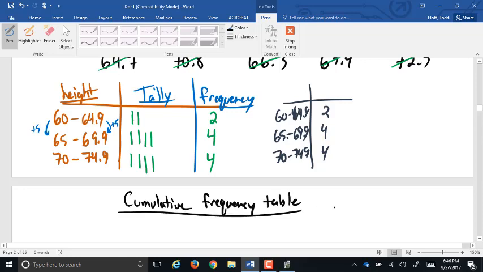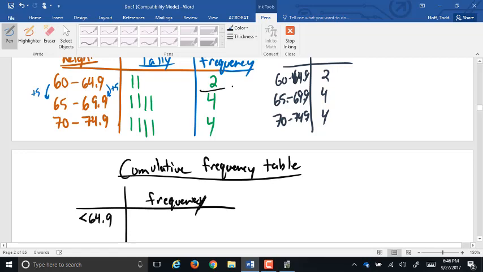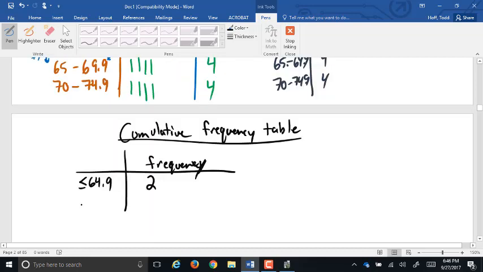What a cumulative frequency table does is it uses these same classes, but it's going to rewrite it a little bit differently. It's going to write it like this. Instead of from 60 to 64.9, it's just going to write in less than 64.9. The frequency, of course, is just going to be 2. There's 2 that are less than, maybe put less than or equal to 64.9. The next one would be less than or equal to 69.9.